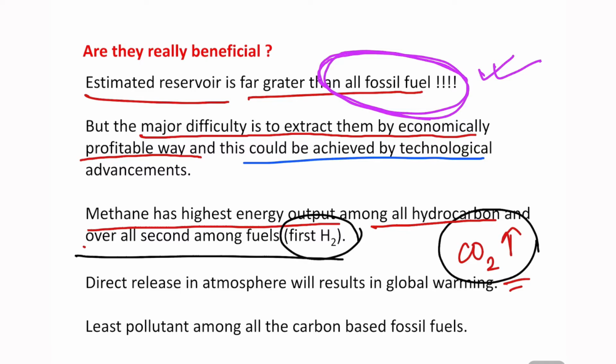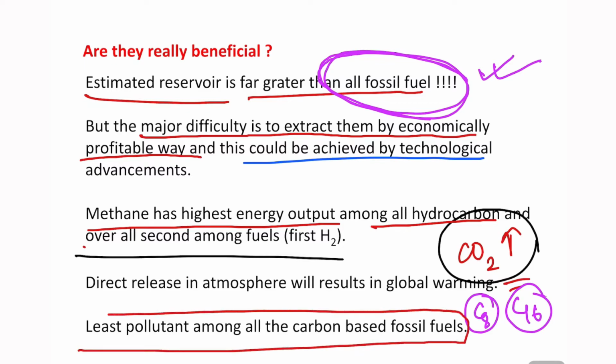Now, highest energy output among all hydrocarbons. Whatever gasoline you are using, that is C8, or diesel, that is C16, compared to all, methane has the highest energy output and it burns in the cleanest way. So first of all, from an energy point of view, it's important. Second, global warming increases the sea temperature, which will release methane, we shall discuss more. So to save the planet, we need to extract and burn this before it is directly released to the atmosphere. So we can consider that this is the least pollutant among all hydrocarbon based fossil fuels.